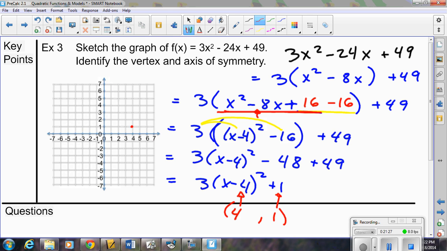Secondly, because this is a positive 3, we know it's going to open up. Because it is 3, we know that if we go left or right 1, we'll have to go up 3. Right 1, 1, 2, 3. That's where a point's going to go. Left 1, 1, 2, 3. And so we're able to get those points based on it being a positive 3, which lets us connect the dots, and we have a quick sketch of what the function would need to look like.